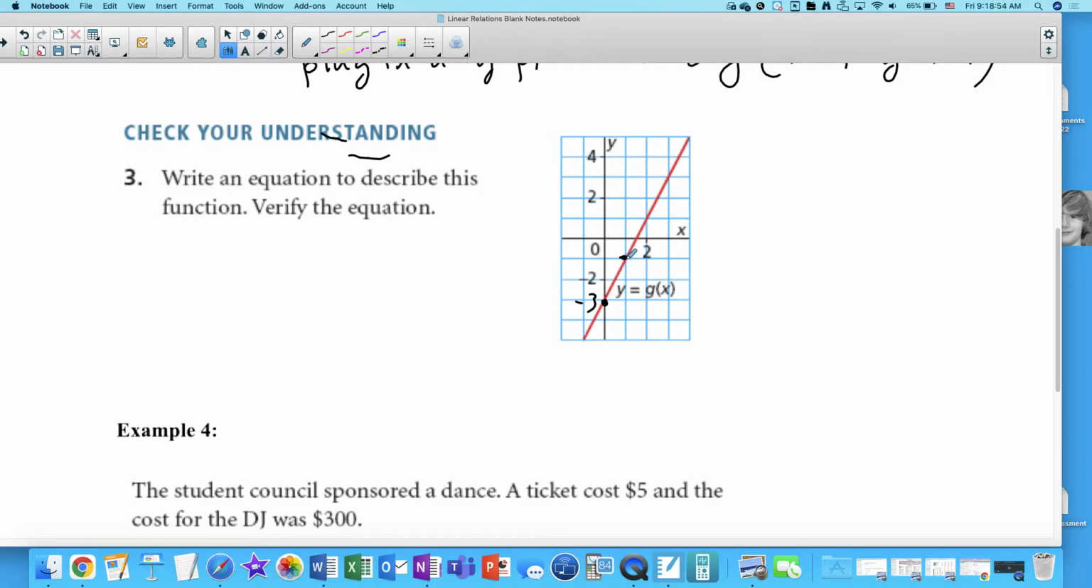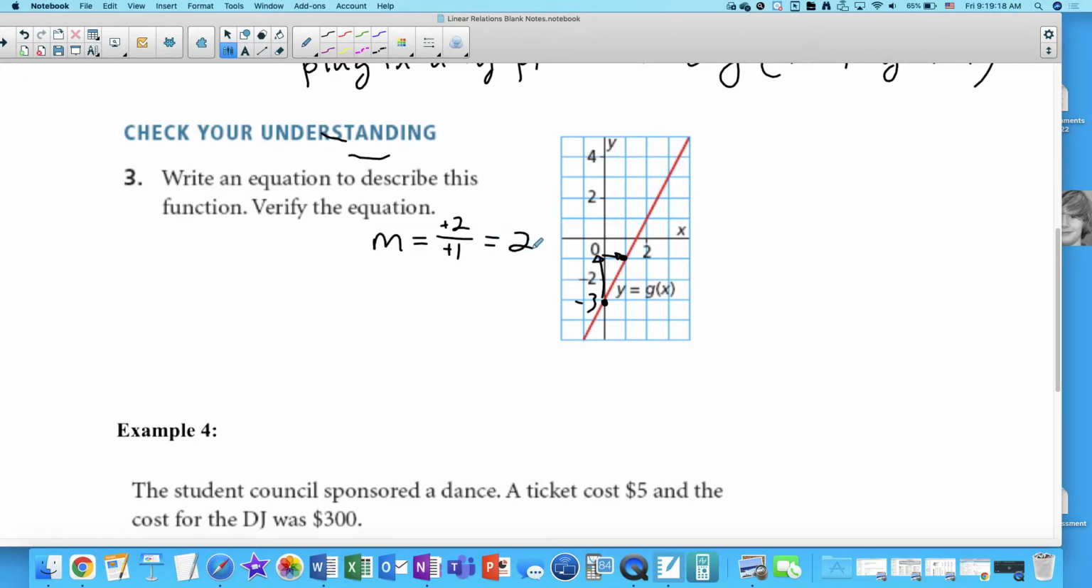To get from here to here, you go up and right. Up and right are both positive directions. Okay? Down and left are the negative directions. So your slope is up 2 over right 1. Okay? That's 2 over 1, which is just 2.